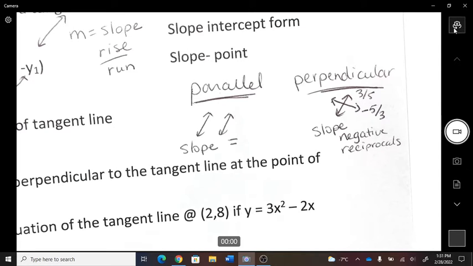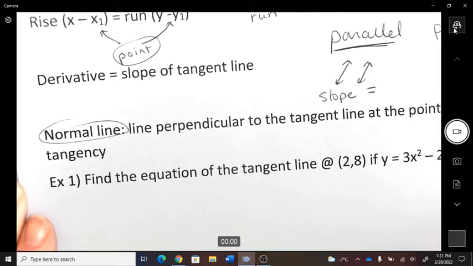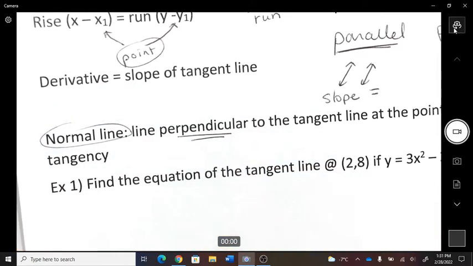Okay, and we obviously know tangent line, derivative, slope. We know that stuff. And this word you're going to see, normal. The normal line is just the fancy word for the perpendicular line.